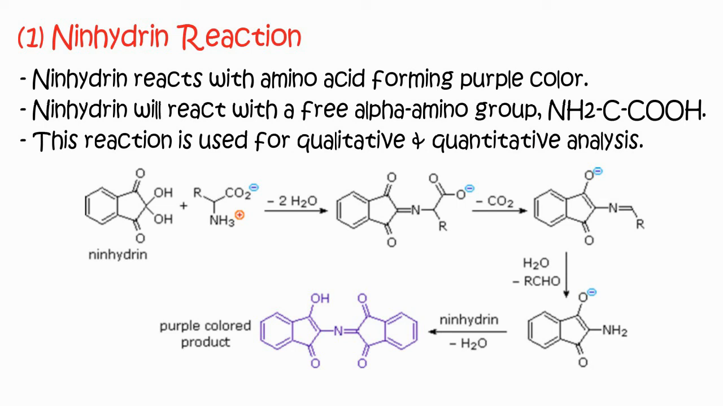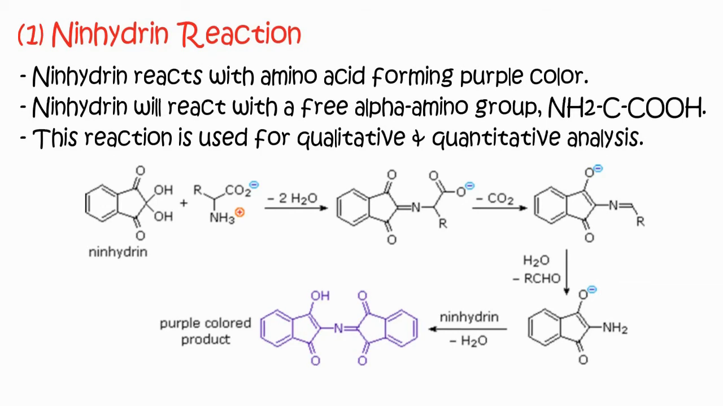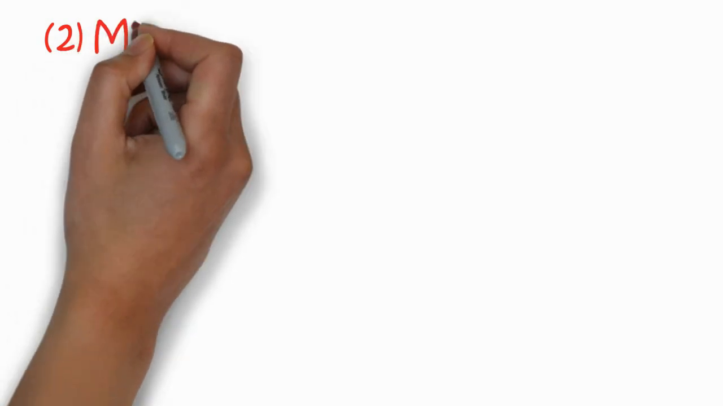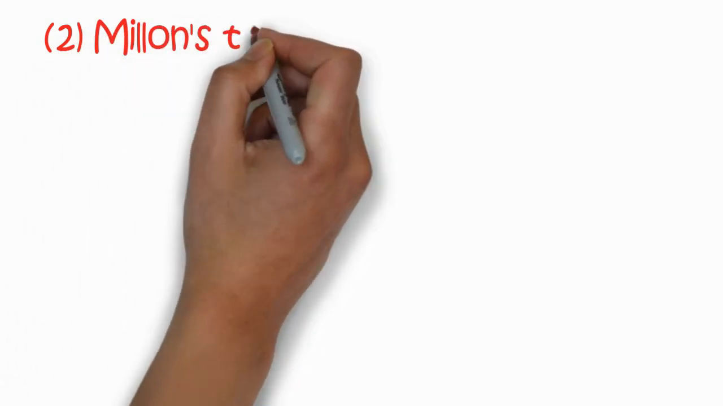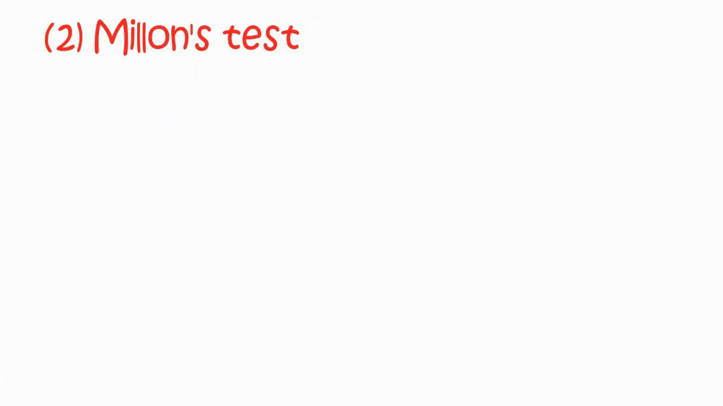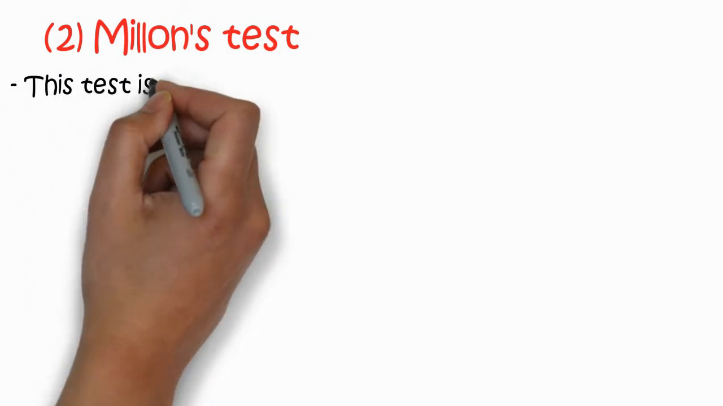Ninhydrin react with the amino acid. With the loss of water molecule, it forms a bond, and then with the addition of another one, it forms a complex molecule with the purple color.